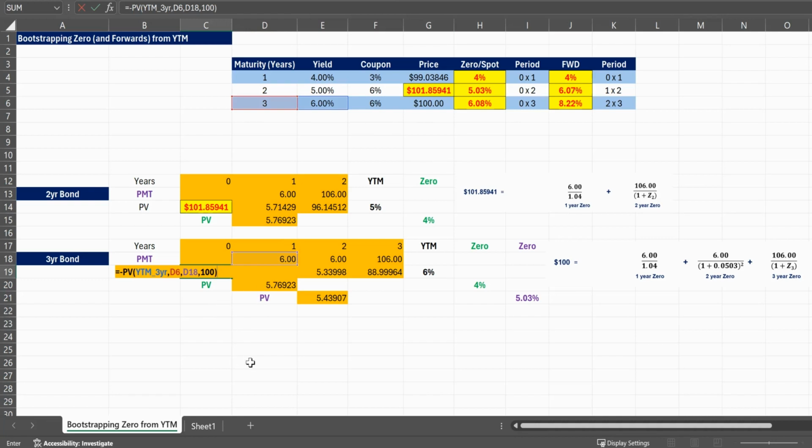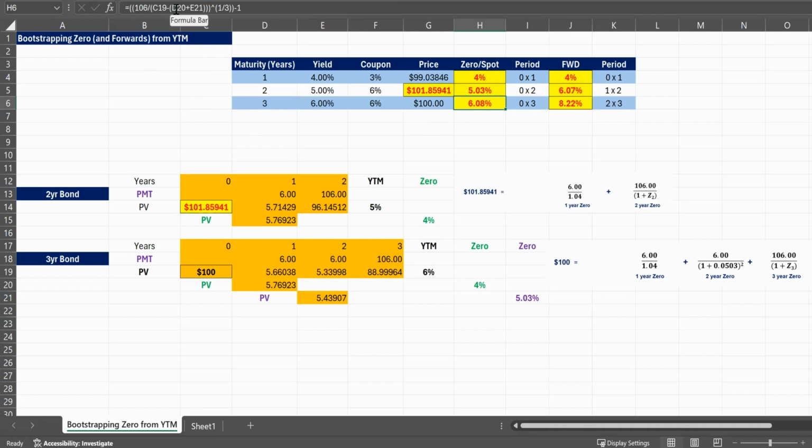Okay, so with that information, to work out our zero rate, again, we're taking the third year's cash flow this time. It just so happens to be the same as the 2-year cash flow on the 2-year bond, just to keep it nice and easy. We've got $106. We divide that by, of course, the bond's price of 100 minus this time 2 lots of present values, so the present values of the first year and the second year.